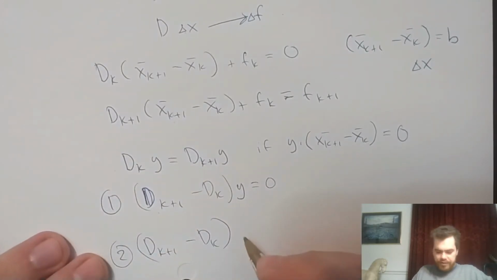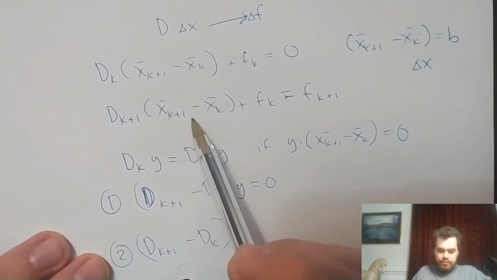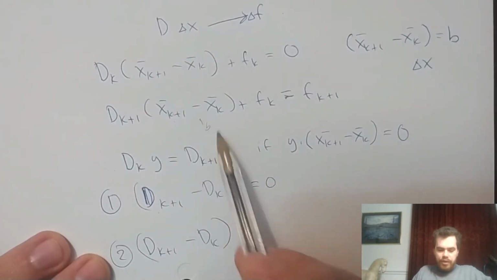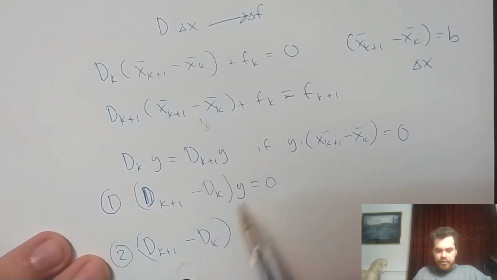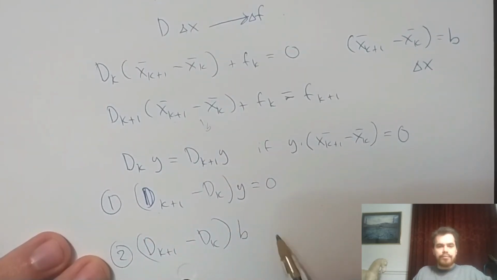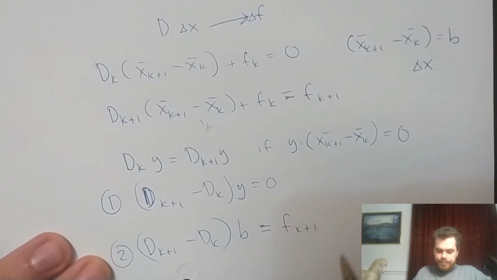I'll follow the crowd on this one. I'll just write this as b. So if we subtract, we say this is b here. If we subtract this side from this side, we factor out a b, which is our difference in delta x's, and fk subtracted from fk cancels out, so that's gone, and 0 minus this is just fk plus 1.